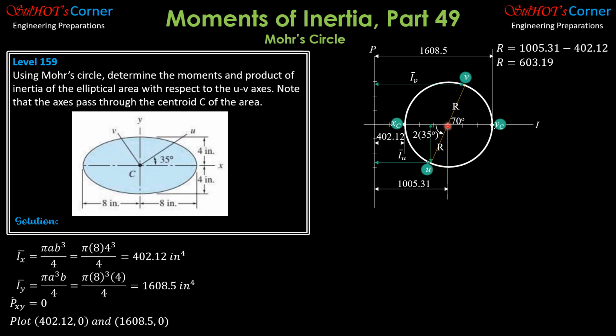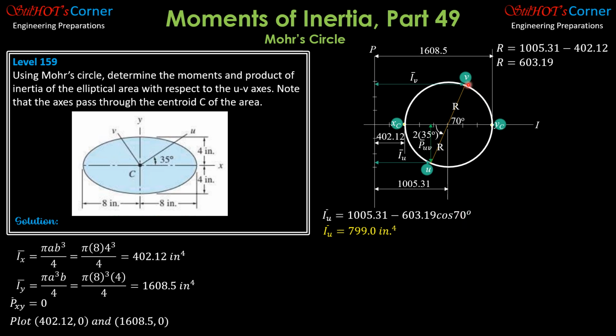So that's 70 degrees, and this is also 70 degrees. Imagine we have a right triangle. This is equal to R cosine 70. So I bar u is equal to 1005.31 minus this projection, the hypotenuse R cosine of 70. And the product of inertia P bar uv is negative R sine of 70. So I bar u is 1005.31 minus R cosine of 70 degrees, which is equal to 799.0 inches to the fourth.